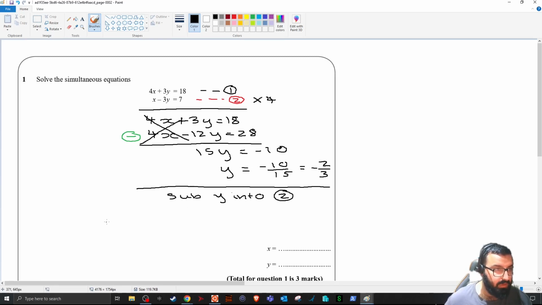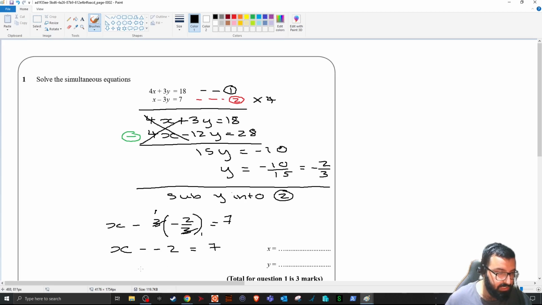So we're going to have x minus 3 brackets minus 2/3 equals 7. x minus, so we can obviously eliminate the 3's here. So we're left with x minus minus 2 equals 7, which makes a positive. So x plus 2 is 7.